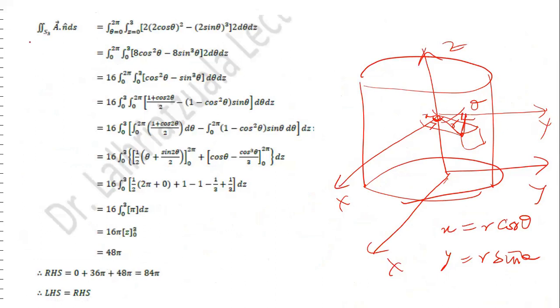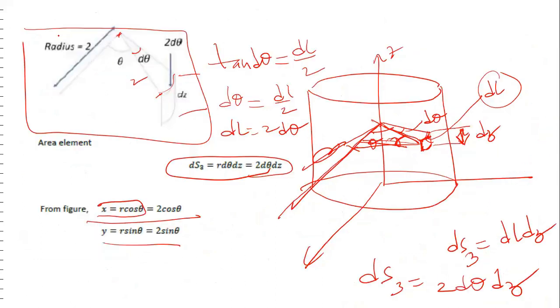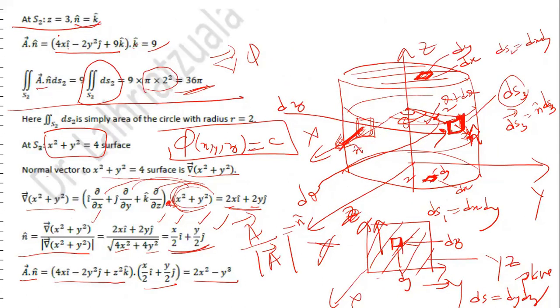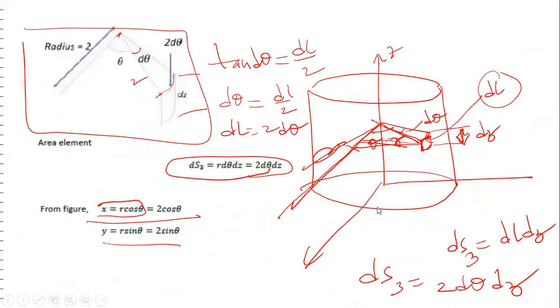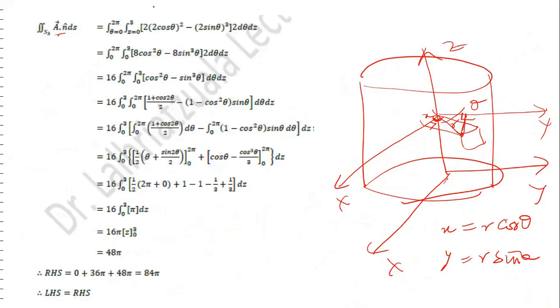So if you take this A dot n, we already obtained A dot n as this quantity, that is, A dot n is 2x square minus y cube. A dot n is 2x square minus y cube. You just put x as 2 cos theta and y as r sine theta, sorry, the radius is 2, so y is 2 sine theta, like the substitution I discussed.